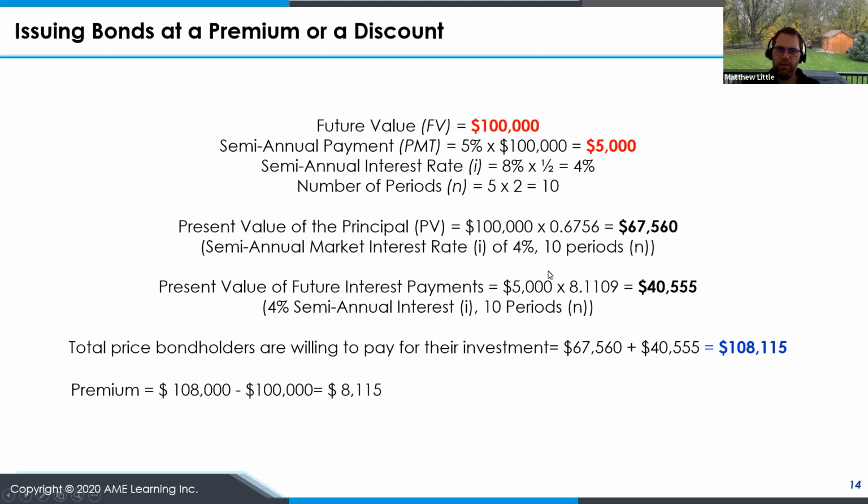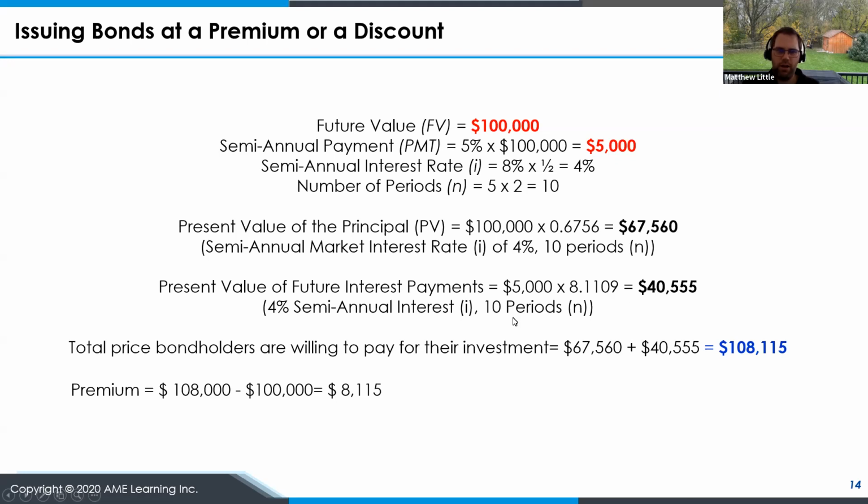And we would pay them $5,000 every 6 months. So we look at the same discount rate. It's, in this case, 4% for 10 payments. So looking at the table, we would take the 5,000 times the 8.1109 equals 40,555.